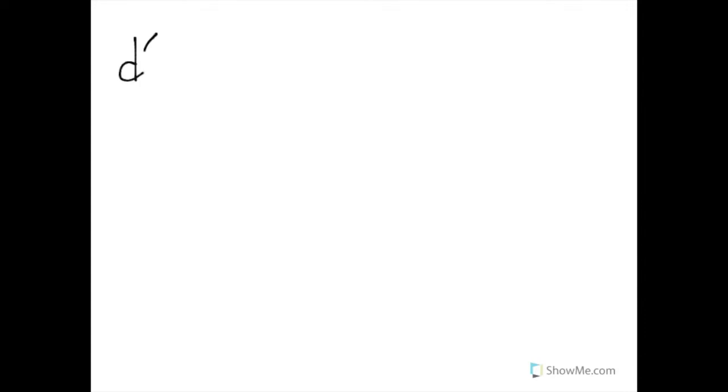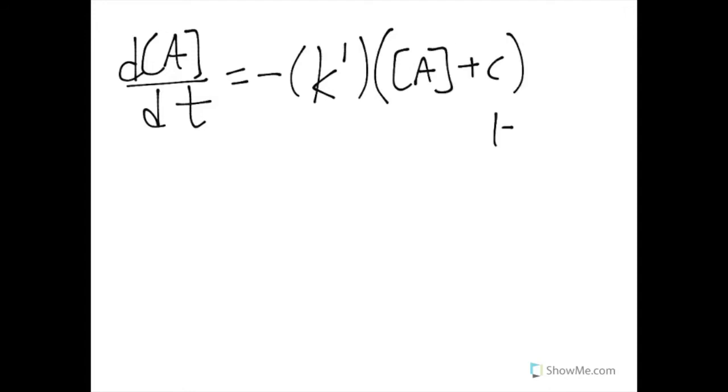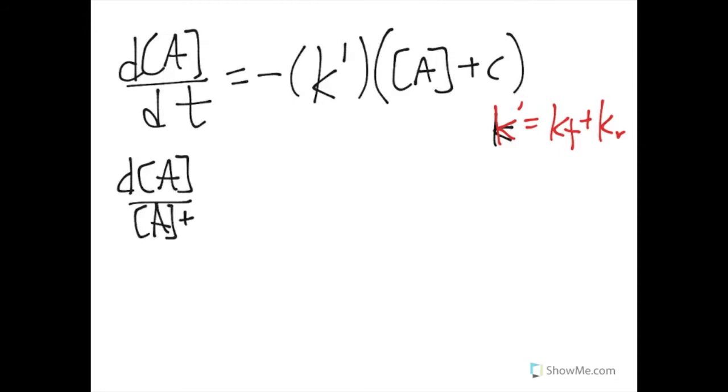Now we have dA/dt is negative K prime times A plus C. And I've also decided that K prime equals Kf plus Kr. I don't want to write all of those out. So now this thing has gotten simplified quite a bit. And the integral here is actually not too bad at all. So rearranging, dA over A plus C is minus K prime dt.